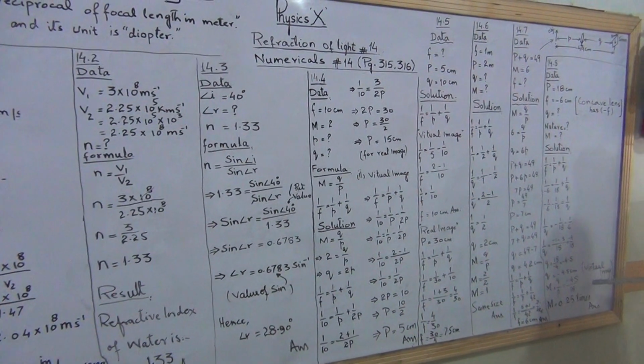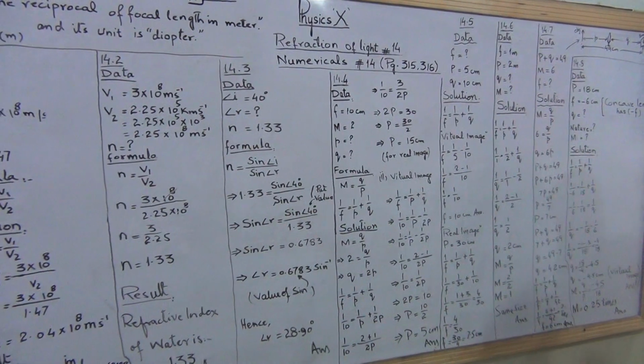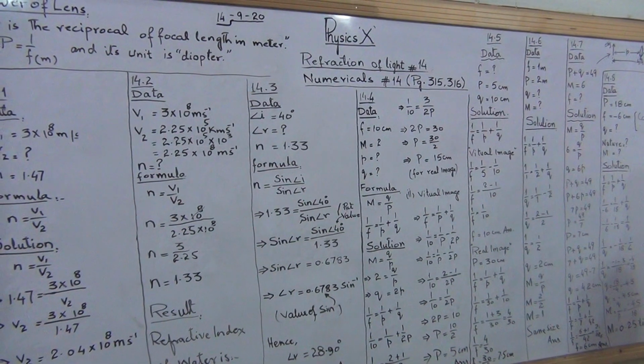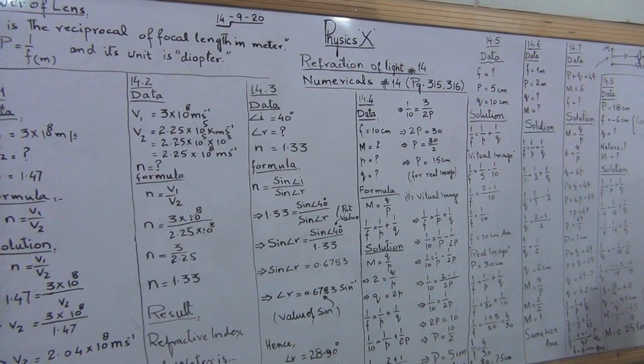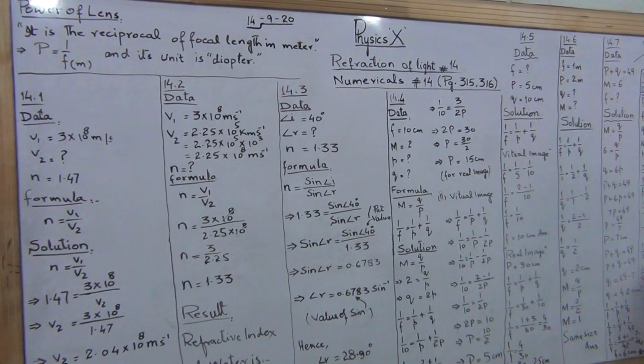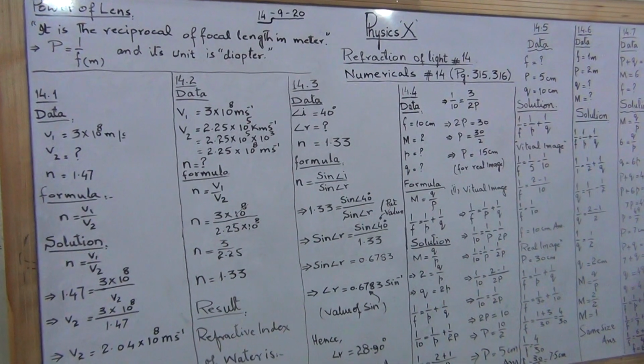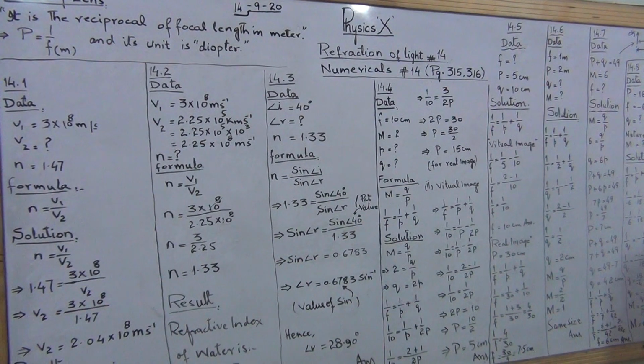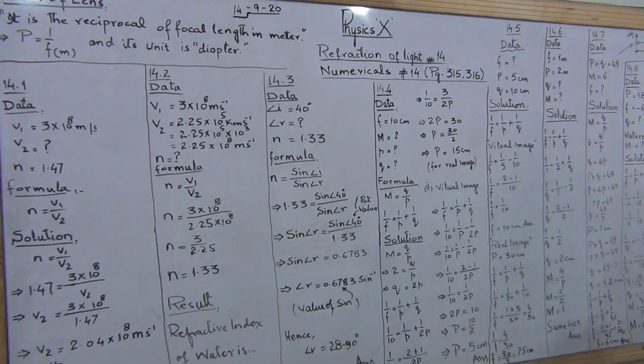So this is the end of this chapter with numericals. Now you have to learn the formula and write down all these numericals and try to understand it and do it yourself on your copy. When you come to school up to 14th chapter, your copy must be complete.